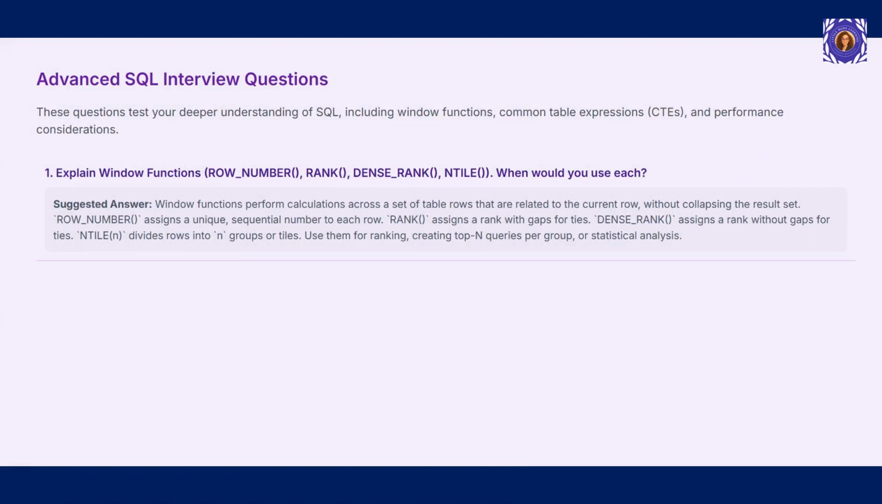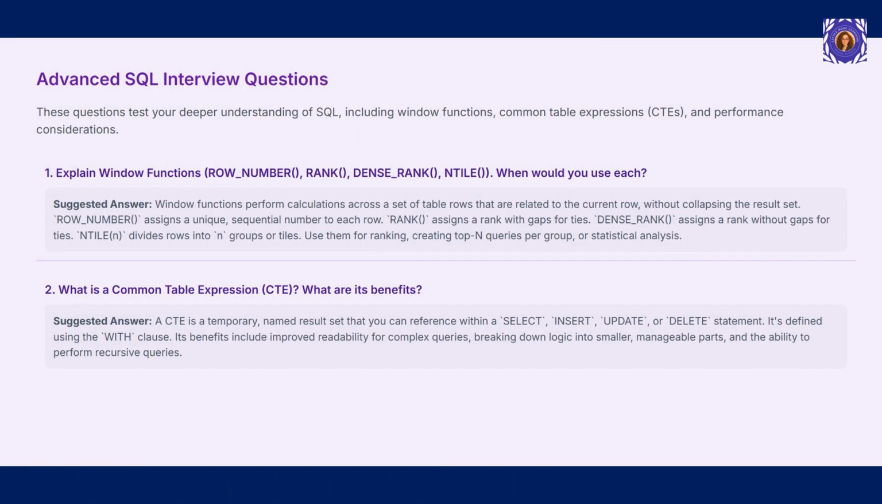Explain window functions. These functions perform calculations over a set of rows without collapsing them. Row number gives a unique number. Rank gives a rank with gaps for ties. Dense rank gives a rank without gaps. And ntile divides rows into groups.